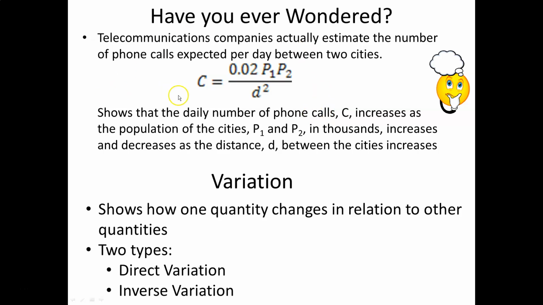And this shows that the daily number of phone calls, C, increases as the population of the cities, P1 and P2, in thousands increase, and decreases as the distance D between the cities increases. Variation shows how one quantity changes in relation to other quantities. There are two types of variation, direct variation and inverse variation.